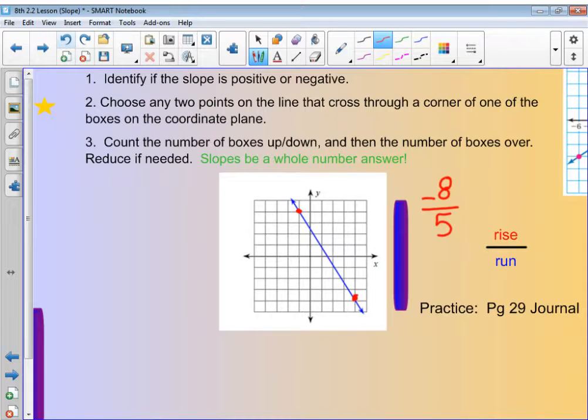You should have gotten negative 8/5, and you would leave that as negative 8 over 5. You would not change that. Okay, it's negative because the blue line is going downward from left to right.